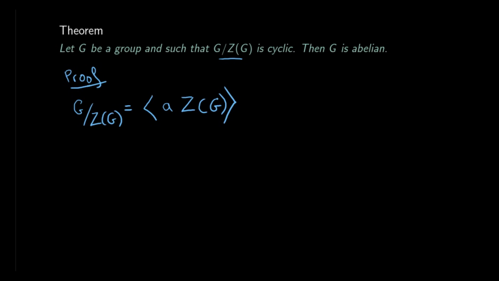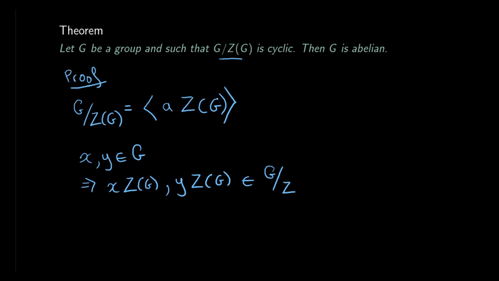Now, to prove that G is abelian, we first start with two elements, say X and Y inside G, and we need to prove that X times Y is the same as Y times X. Since X and Y are inside G, X times Z of G and Y times Z of G will be in the set of all cosets of Z of G. But the set of all cosets of Z of G, as we have assumed, is a cyclic group generated by A times Z of G.